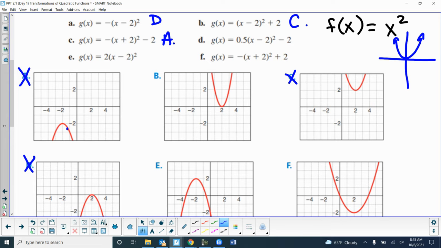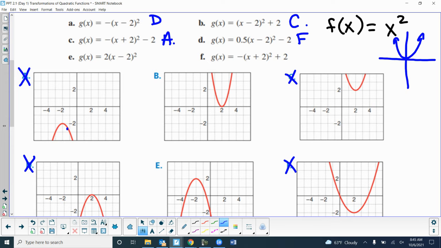The x minus 2 means it's moving which way? Right 2, and then the minus 2 makes it go down 2, right? So this F looks a little bit wider than the rest of them, doesn't it? Looks like it's scrunched a little bit, and our vertex has moved 2 to the right and 2 down. So D goes with graph F.